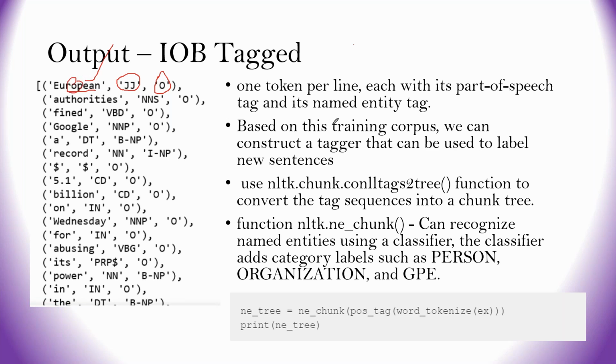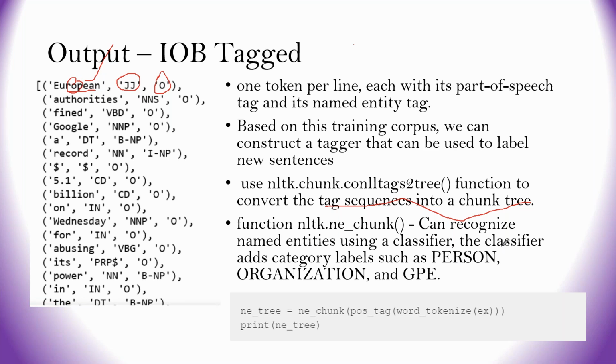So based on this training corpus, we can construct a tagger. It can be used to label all the other new sentences also. Whichever sentence you give it, it is going to identify the named entities available. We had used a simple pattern recognition, a regular expression, to identify the noun phrases and then identify the individual objects. I used the NLTK chunk and the tags-to-tree function to convert the tag sequences into a chunk tree. And this chunker can recognize the named entities using a classifier.